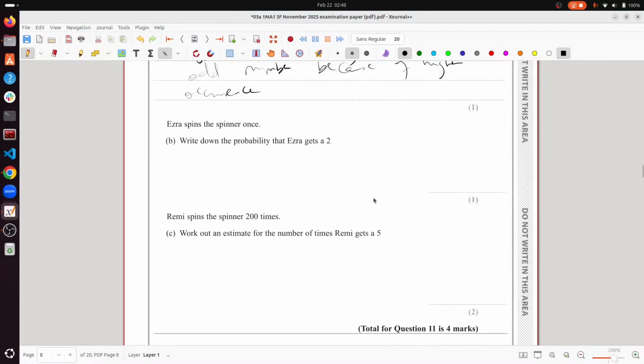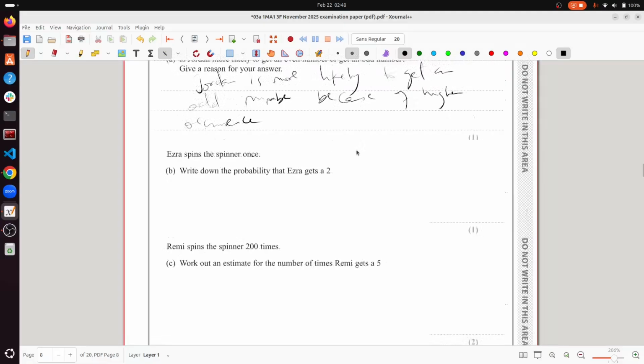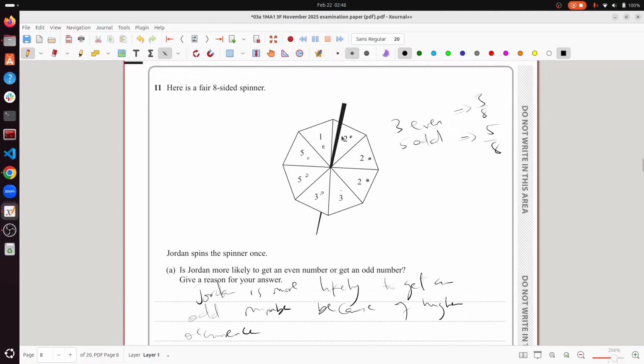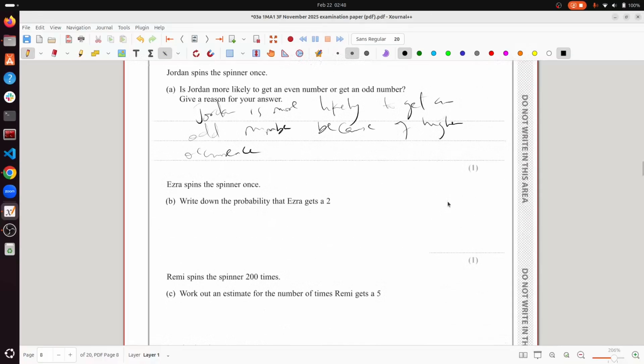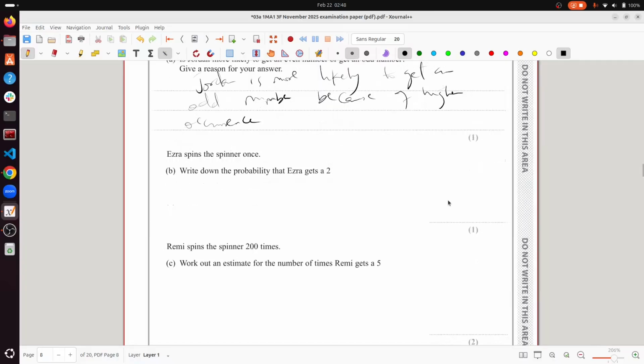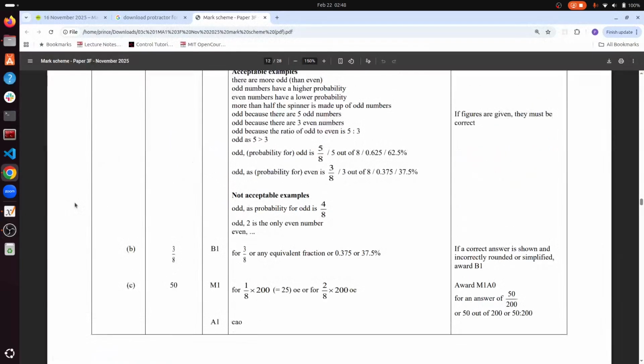Ezra spins the spinner once, and the probability that Ezra gets a 2. A 2 appears 3 times, so that should be 3 out of 8. 3 out of 8. If we look at the mark scheme again, 3 out of 8, that's correct.